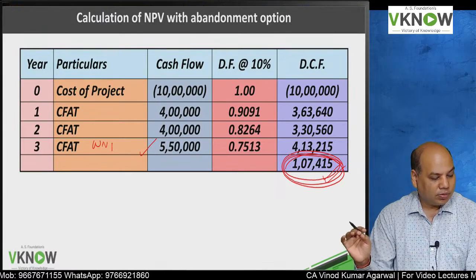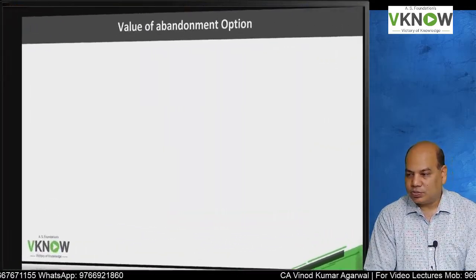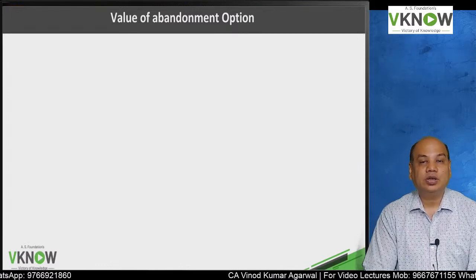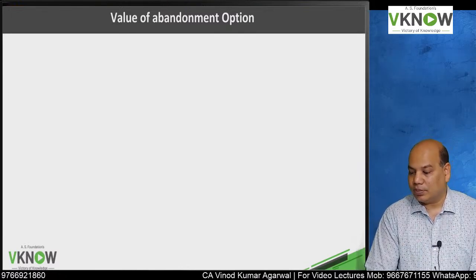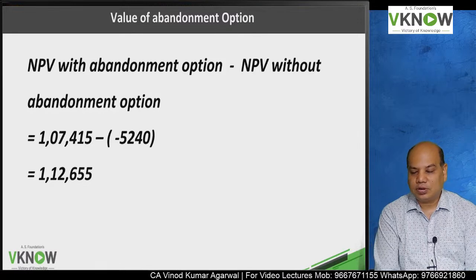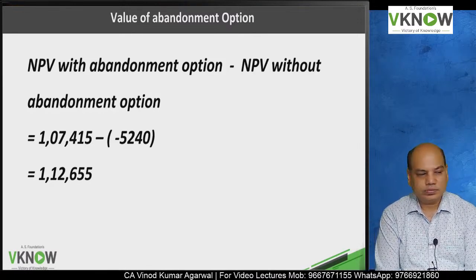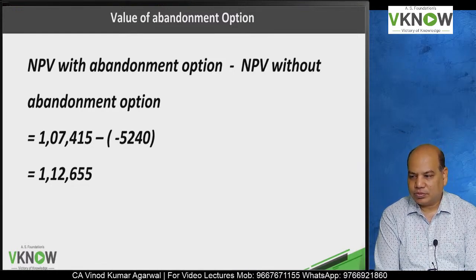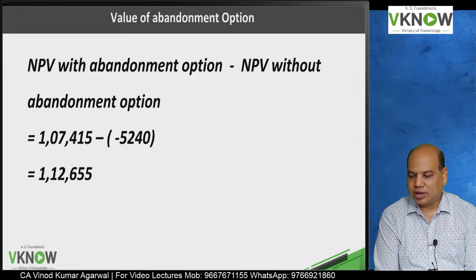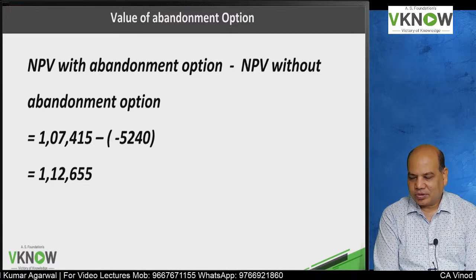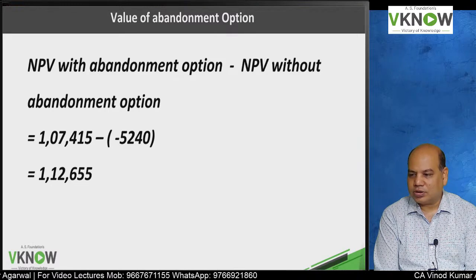There is a question in the book, what is the value of abandonment option? So please write down value of abandonment option: NPV with abandonment option minus NPV without abandonment option.